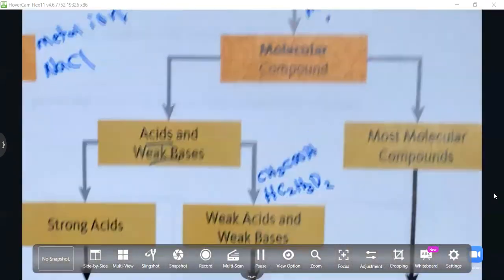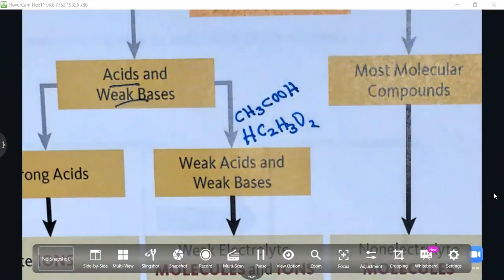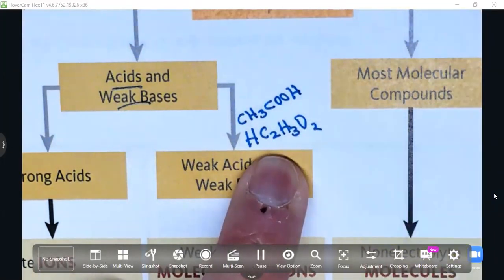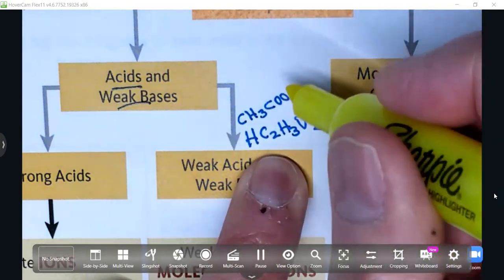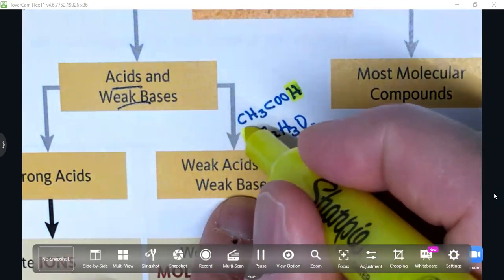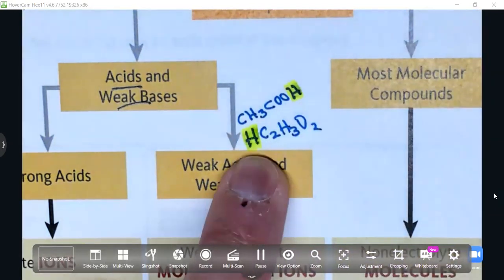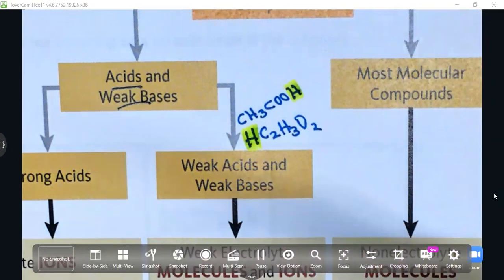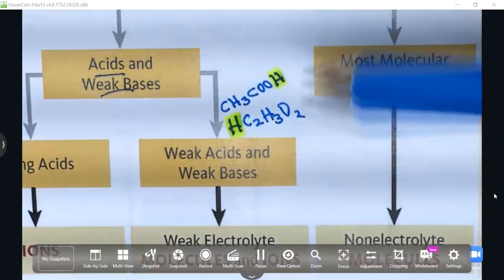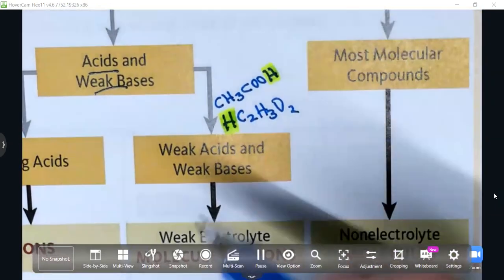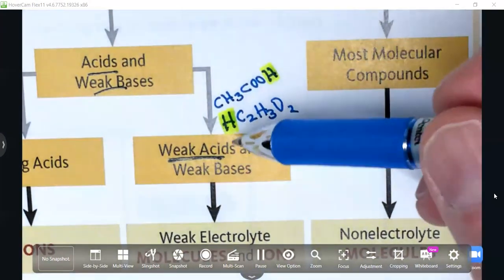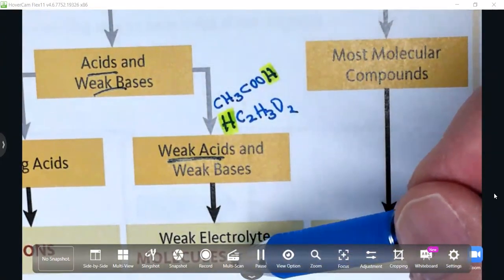I'm going to keep pointing that out. This is hydrogen acetate or acetic acid. If you write it this way, this is the hydrogen that we're talking about, or this is the hydrogen. So you see it both ways. I think Al likes to use this. So vinegar is a weak acid. What does that mean? You're going to get few ions in solution.